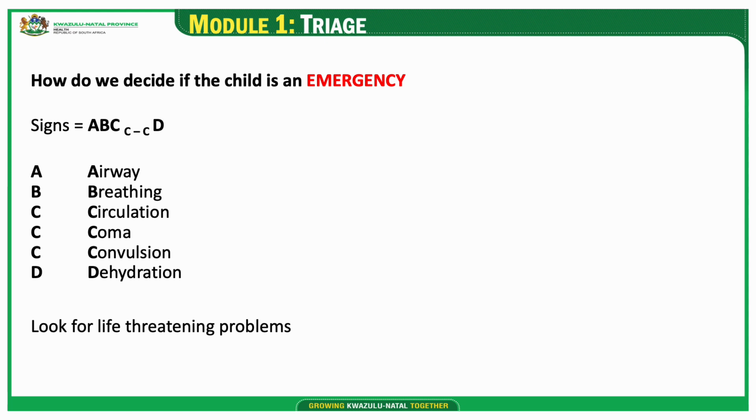How do we decide if a child is an emergency? We look for the following signs: airway problems, breathing problems, circulation problems, coma or convulsion, and dehydration. In other words, we look for life-threatening problems.